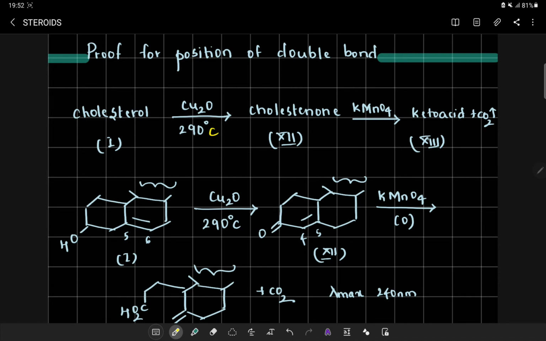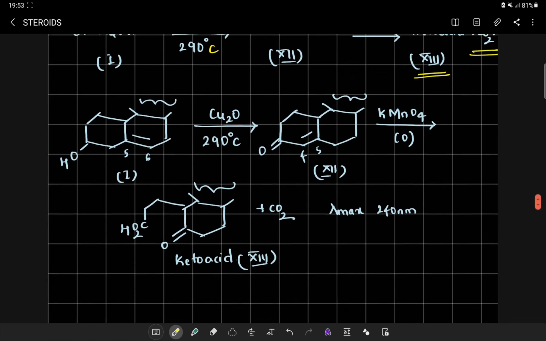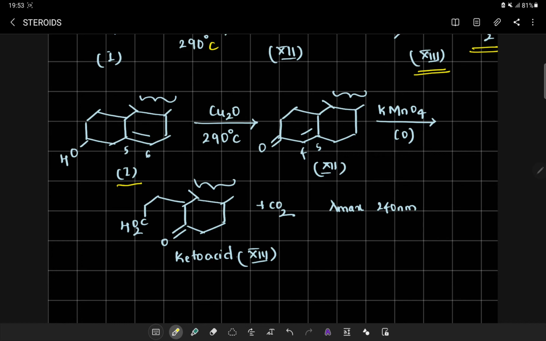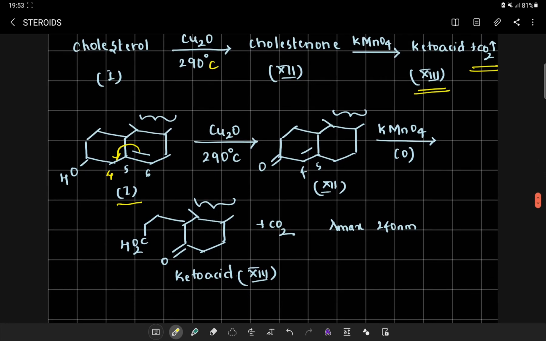This upon oxidation with the help of KMnO4, it is going to give me a keto acid, that is compound number 13, with the loss of carbon dioxide. This means that I am going to lose one carbon atom. With respect to these conversions, we will be looking for the reactions. Now looking at the reaction, compound number 1, that is cholesterol, when it reacts with cuprous oxide at 290 degrees, there is this isolation of the double bond from position number 5 and 6 to position number 4 and 5 respectively.